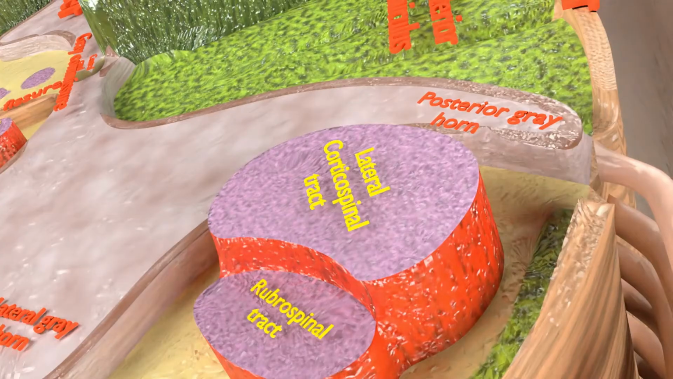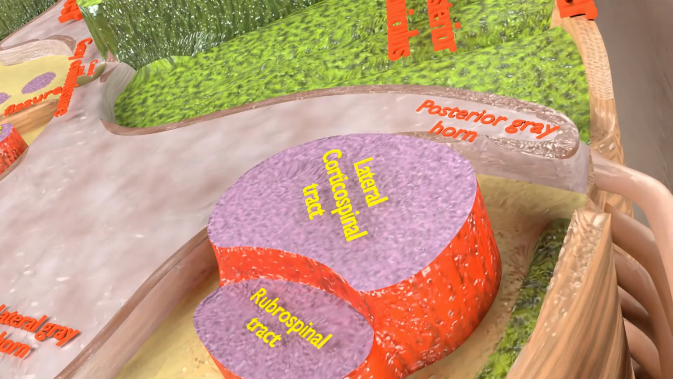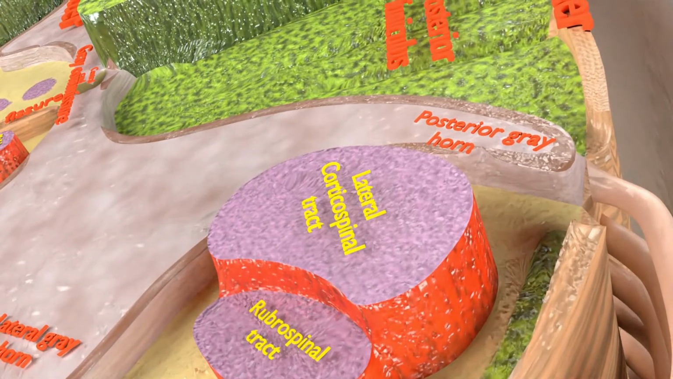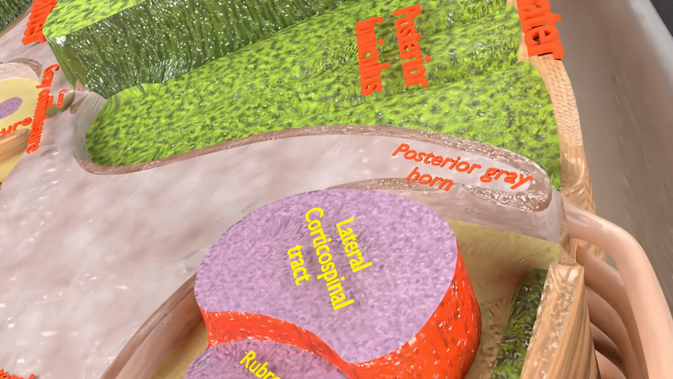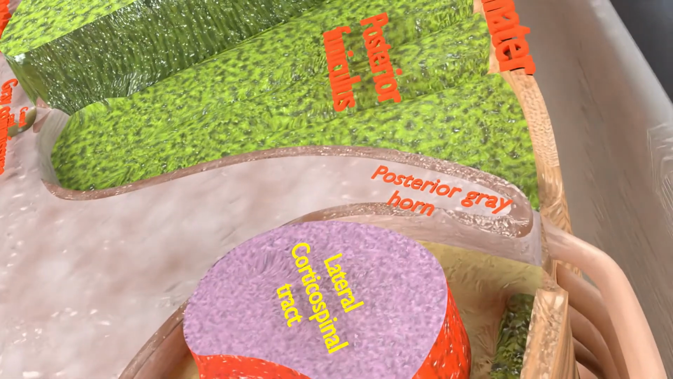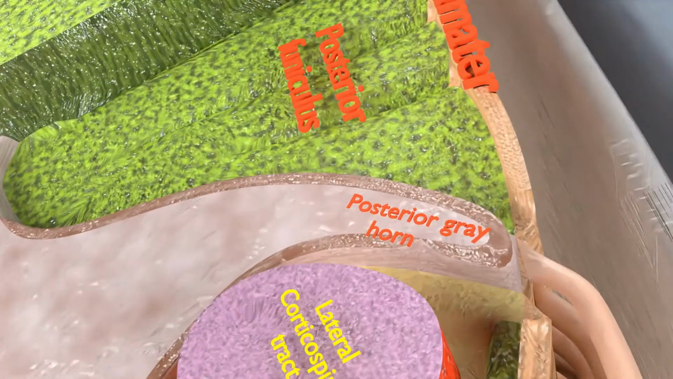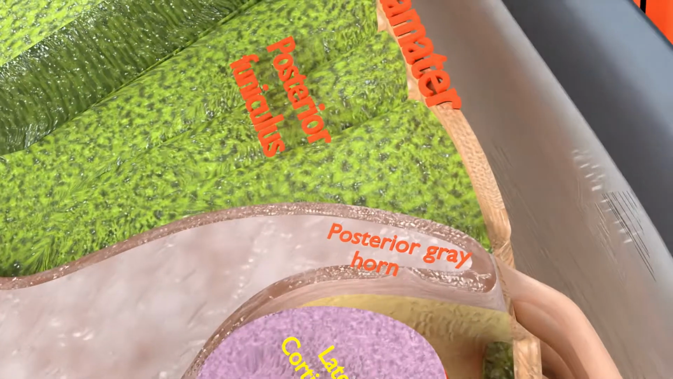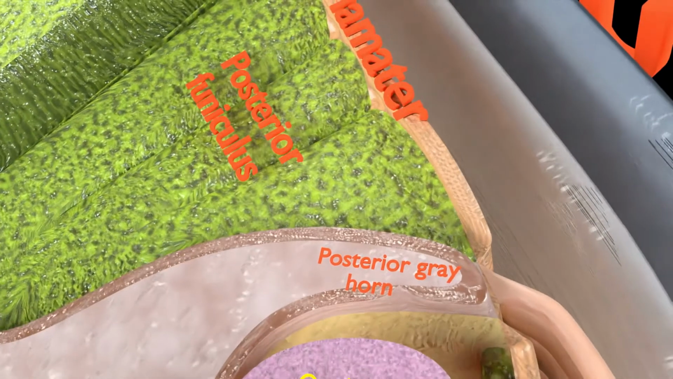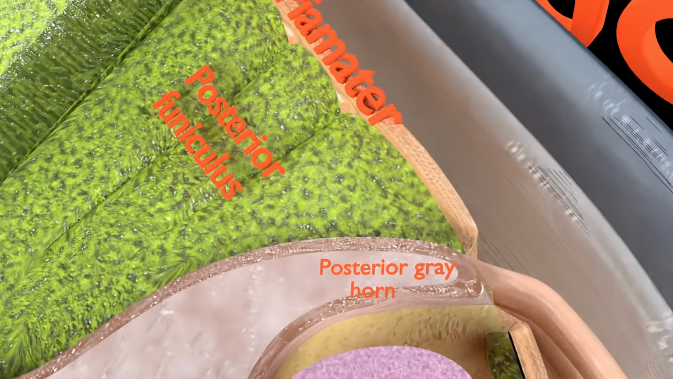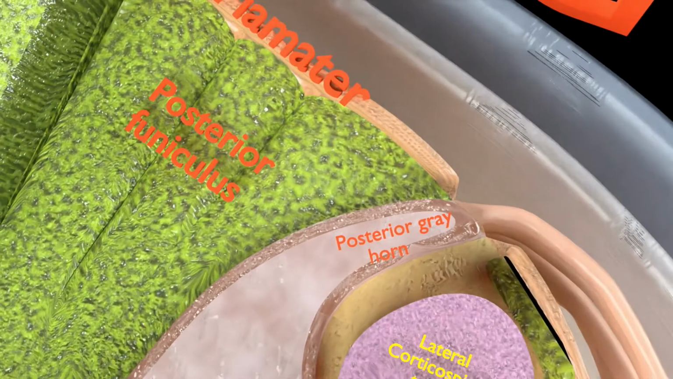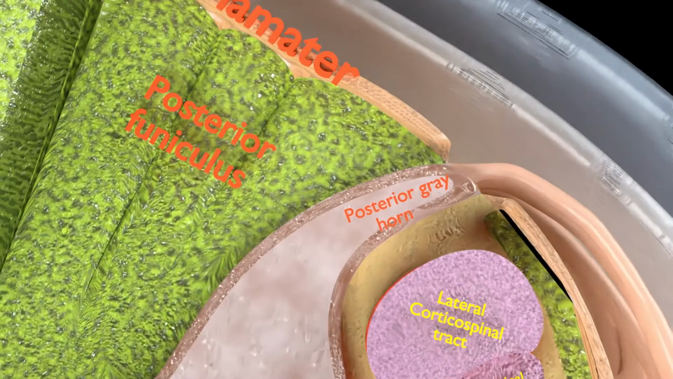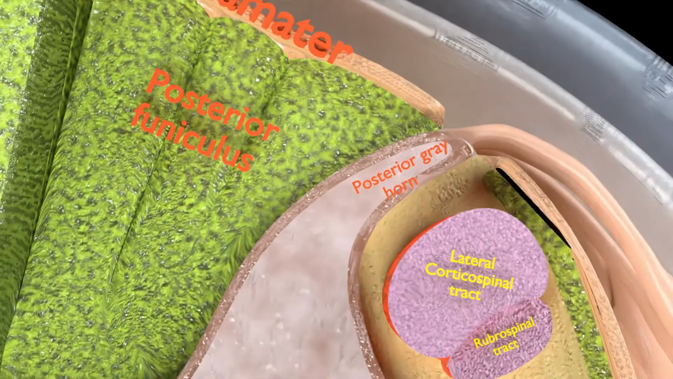The posterior funiculus is located lateral to the dorsal median sulcus and medial to the dorsolateral sulcus. The nerve fibers comprising the ascending tract emerge from the first order neuron located in the dorsal root ganglia. The ascending tracts transmit sensory information from the sensory receptors to higher levels of the CNS.